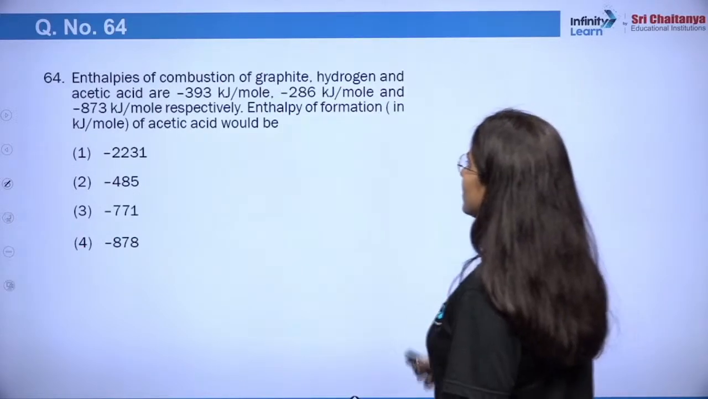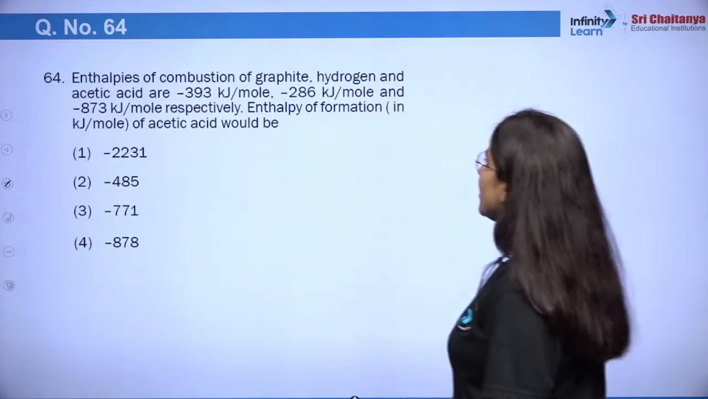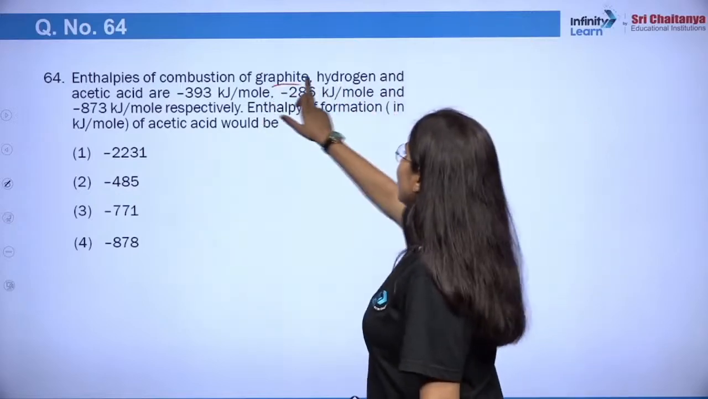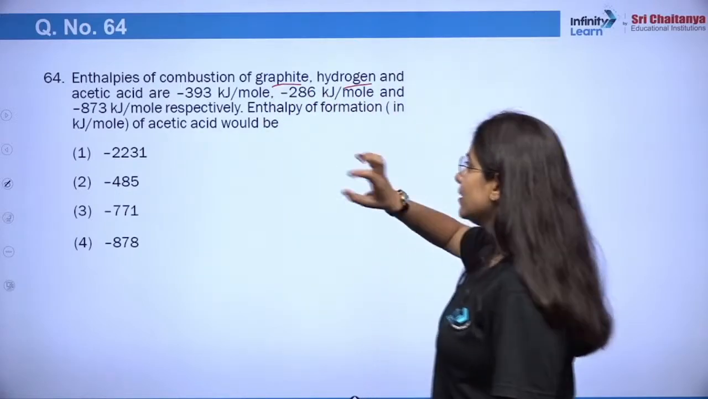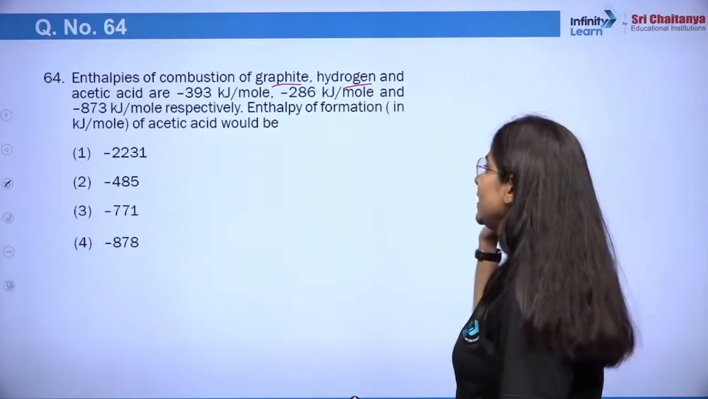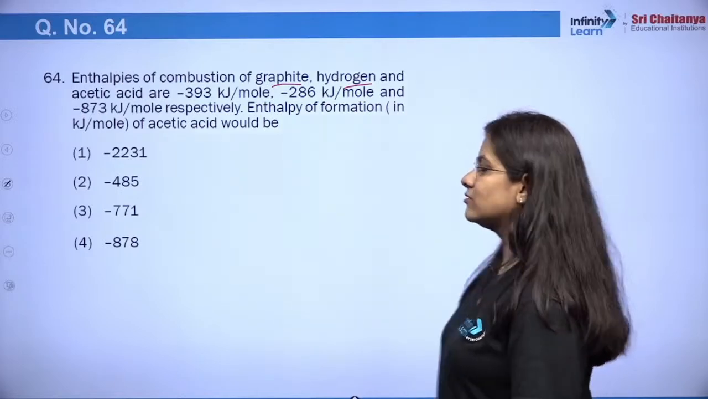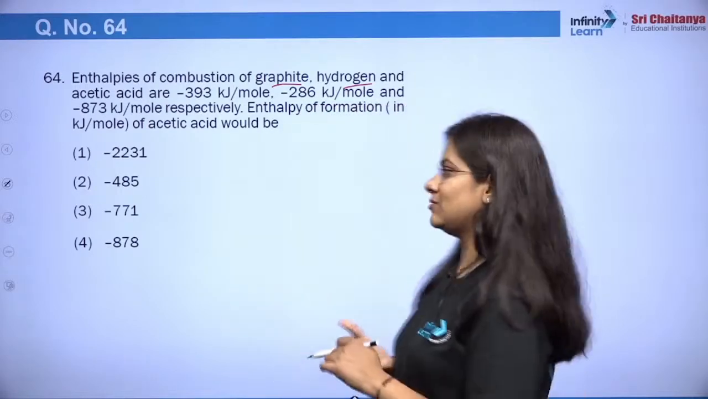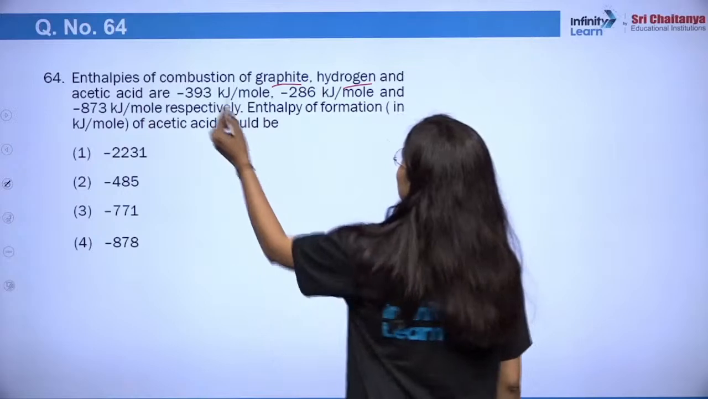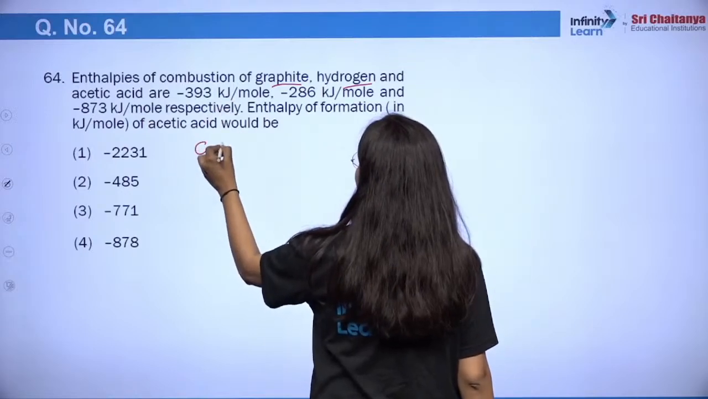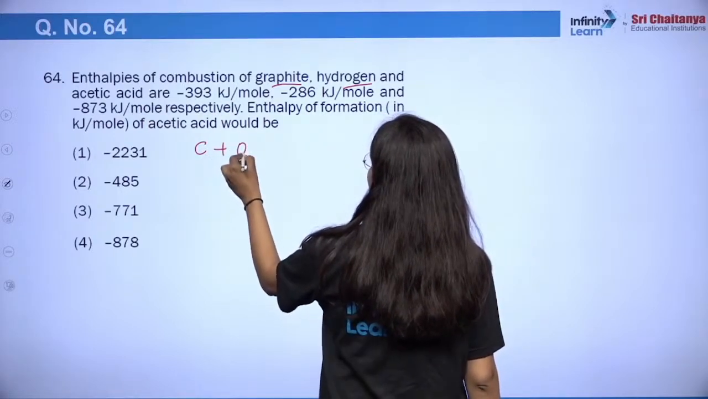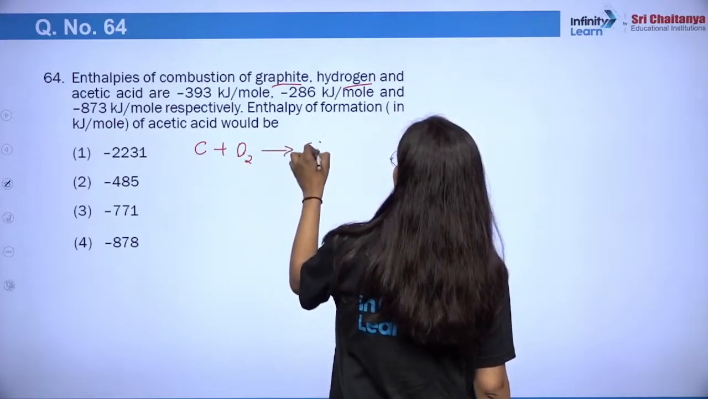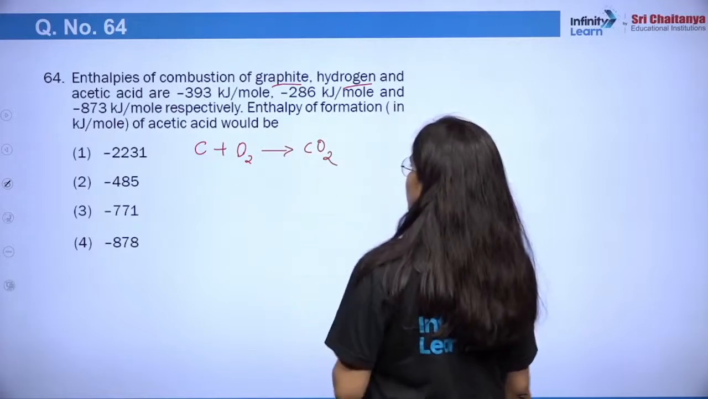Next question. The enthalpies of combustion of graphite, hydrogen and acetic acid are dash, dash and dash respectively. Enthalpy of formation of acetic acid will be. So this is a bit time taking question. You need to do the calculation. So let's begin now. Enthalpies of combustion of graphite. Graphite is carbon in the form of graphite. So combustion means carbon will give me what? Carbon plus O2 gives me CO2.